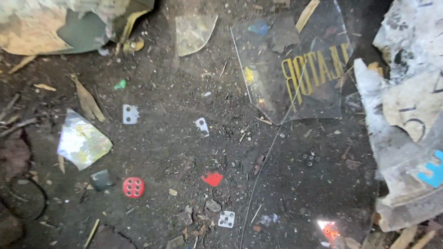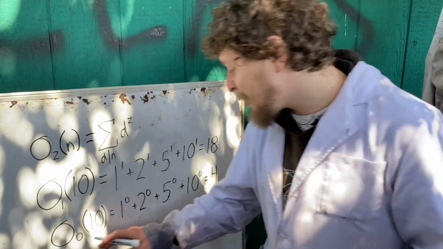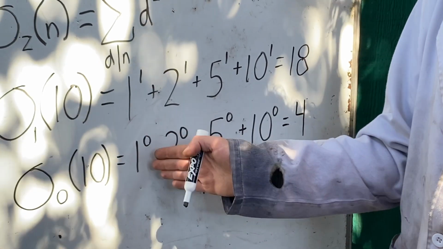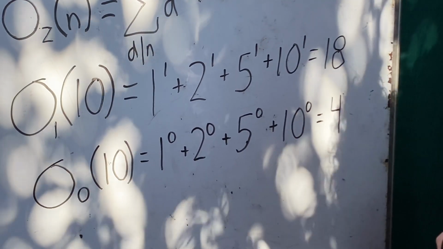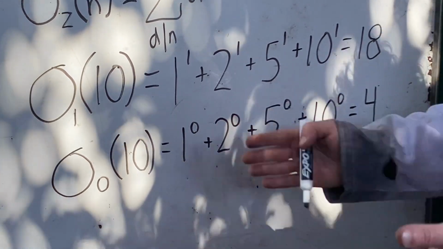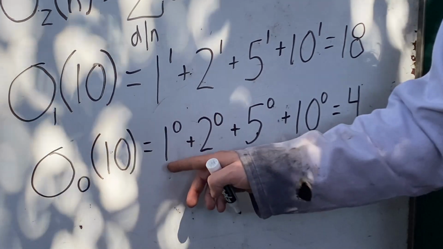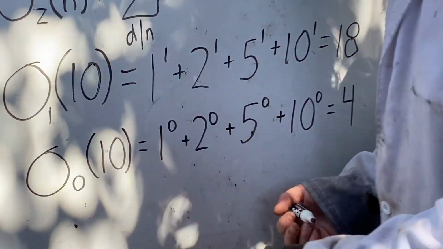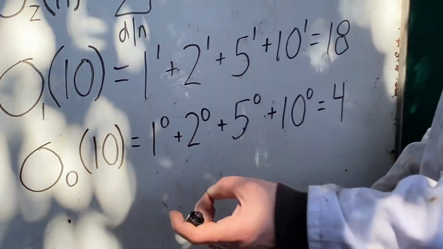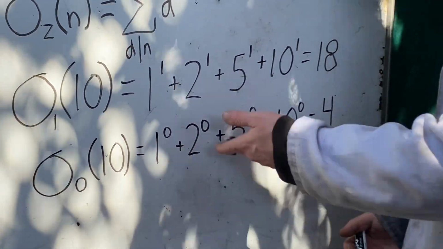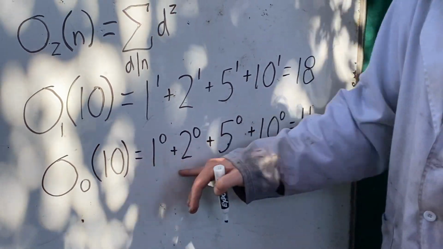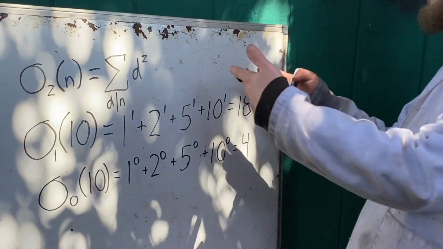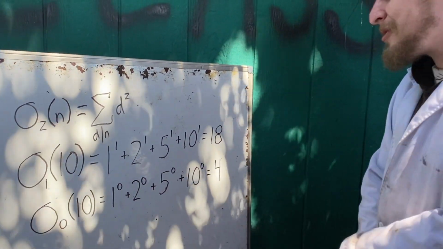like to level 0. Level 0 of a number, like 10 for example here, takes each of the positive divisors to the 0th power and adds those up. And any whole number to the 0th power equals 1. So here we have 1 plus 1 plus 1 plus 1 equals 4. And for any number on level 0, we'll have 1 plus 1 plus 1 plus etc. for the amount of positive divisors it has. In other words, tallying up or counting how many positive divisors there are.